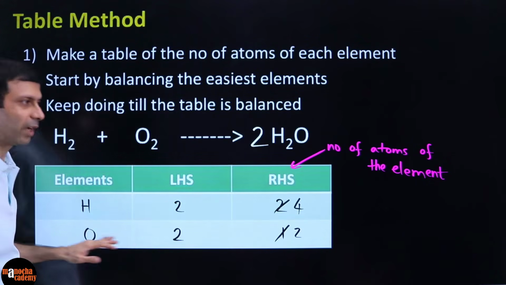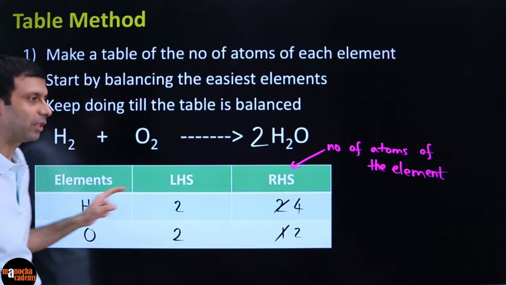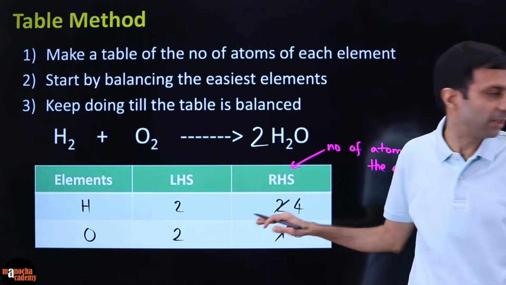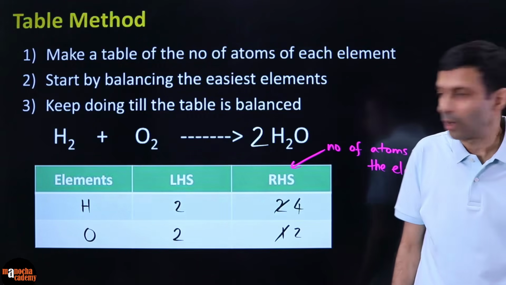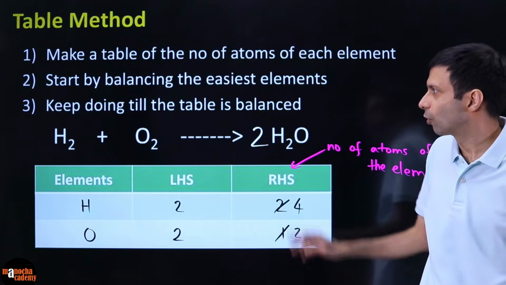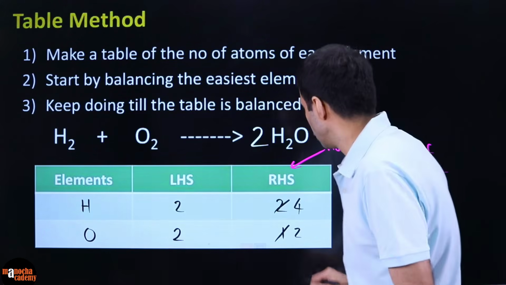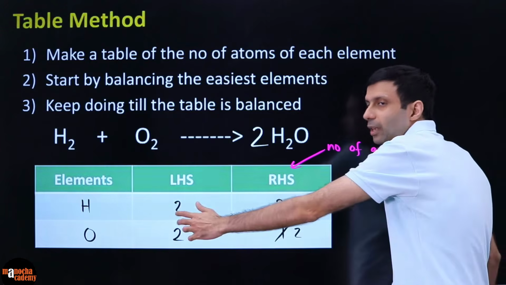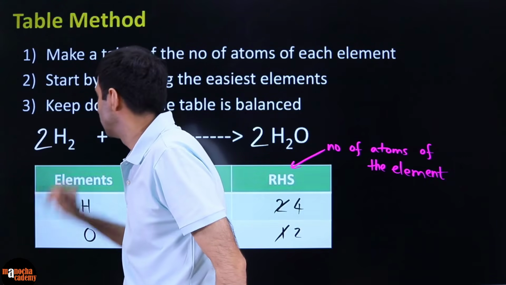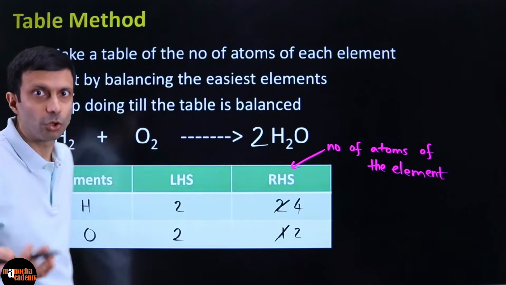That means we don't have to worry about oxygen. But hydrogen is clearly unbalanced here. Yes. So what are we going to do? Because hydrogen is unbalanced, we are going to multiply, because it's more on the right, less on the left. So the multiplier should be on the left. So let's multiply by 2 here to balance it. Always your goal should be to balance it.